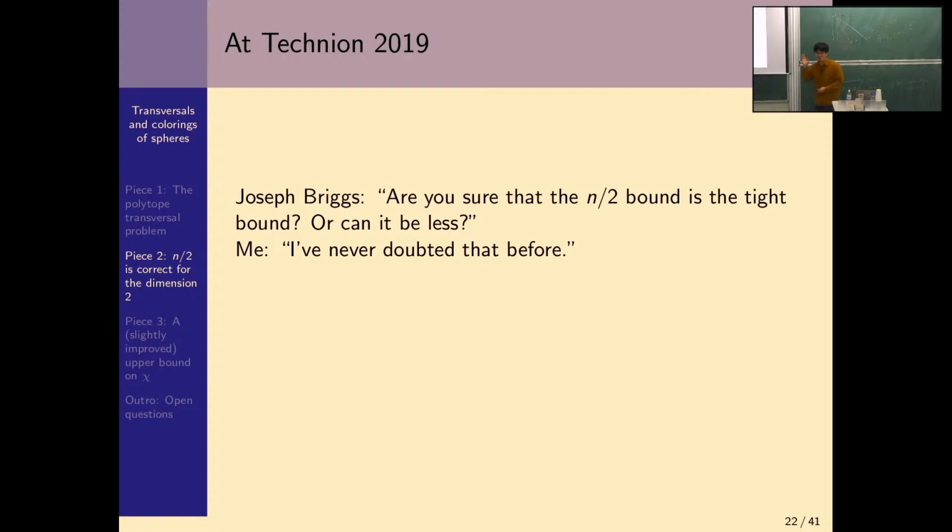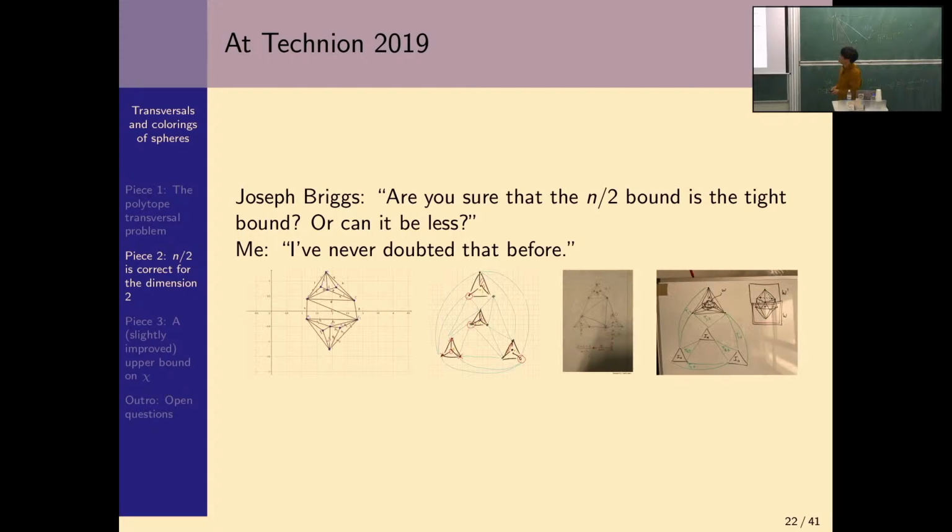You remember that there is an upper bound on the transversal number for the two-dimensional case. But he asked, are you sure that this n over 2 bound is the tight bound? Do you have a lower bound construction for it? I did not really think about it before. After that we constructed this kind of example, which is almost the tight example that we could have constructed before.